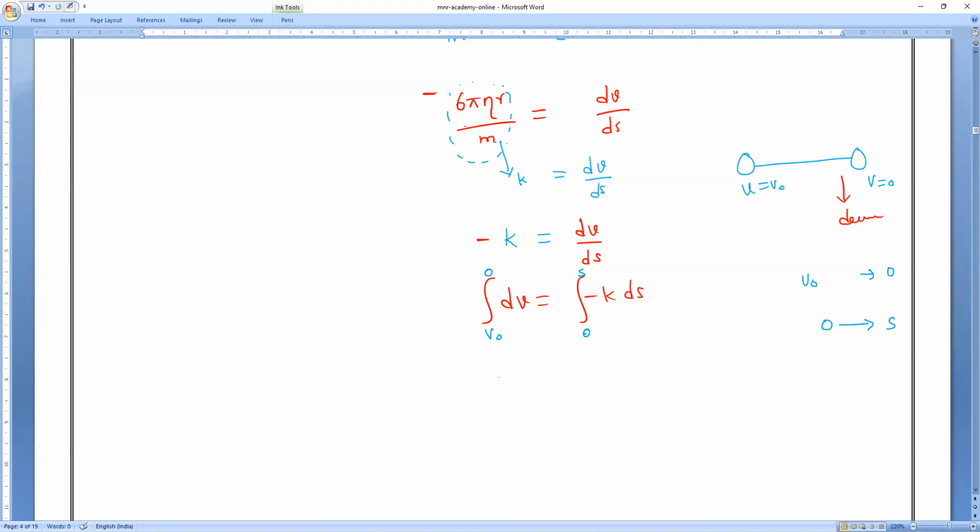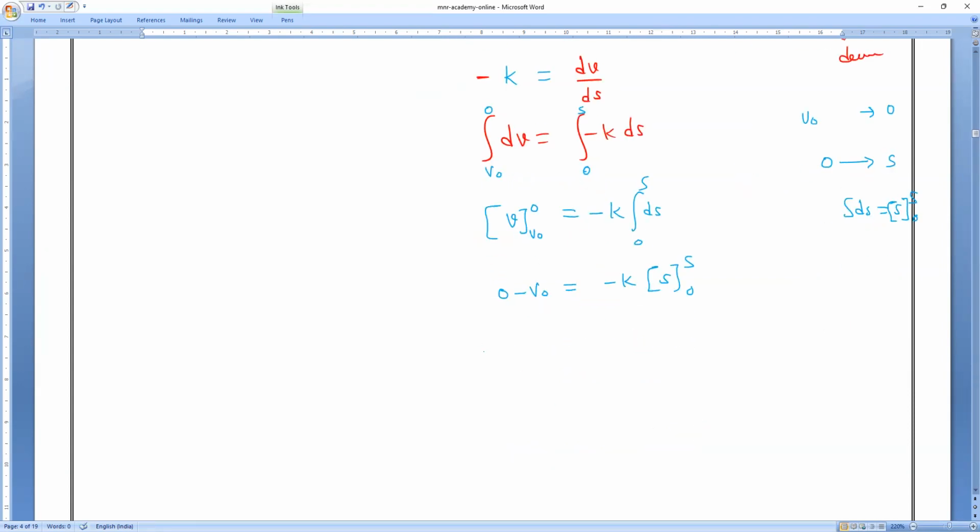The integration of dv is v, from v naught to 0. Minus k is constant, and the integration of ds is s, from 0 to s. Substituting, 0 minus v naught equals minus k into s minus 0. Now the minus signs on both sides get cancelled, so s equals v naught divided by k.